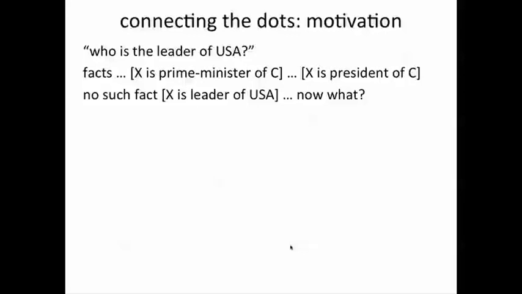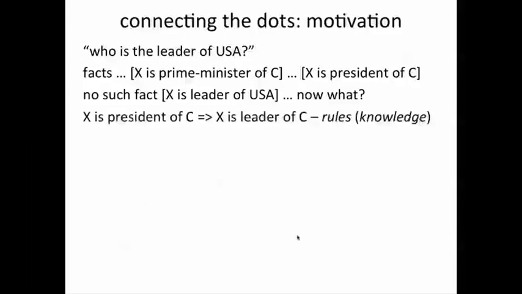But for the moment, assume that we do have many such facts, but there is no such fact for X being the leader of the USA. Somehow we haven't learned this because we've only learned the facts about specific posts like president or prime minister. So now what? Well, if X is the president of C, then X is the leader of C.